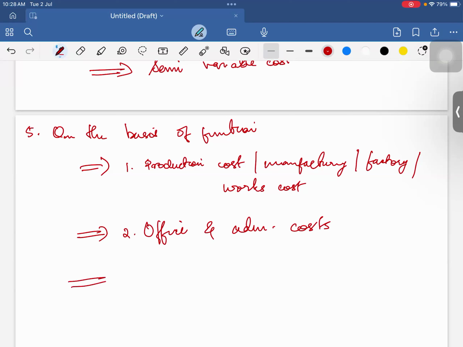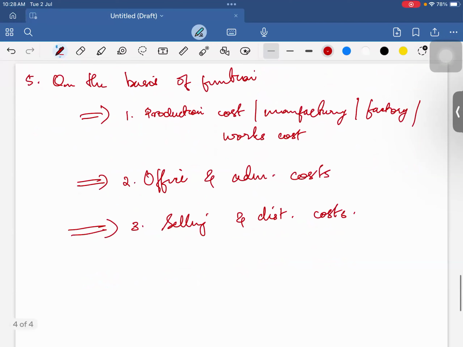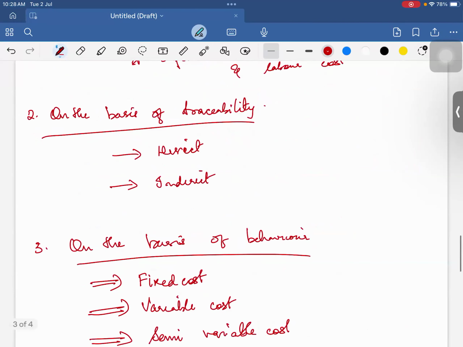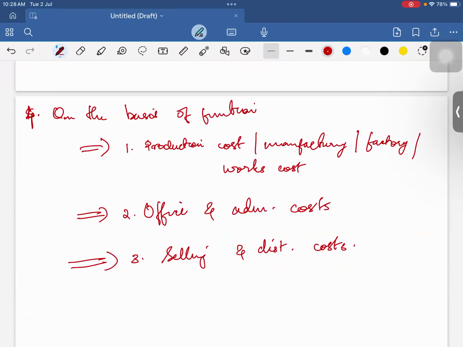This is something that we studied in FR, right? And the next cost, this alone is not enough. You need to distribute goods, right? So the third type of cost is selling and distribution cost. So according to function, you're going to categorize your cost. I think I numbered it, 1, 2. This is 4, right?